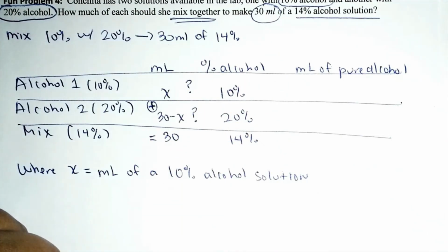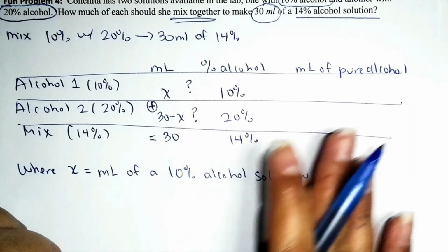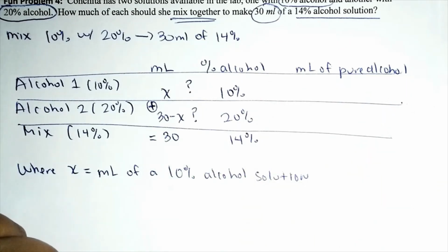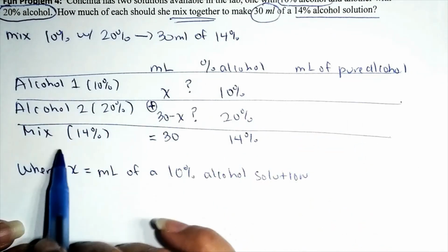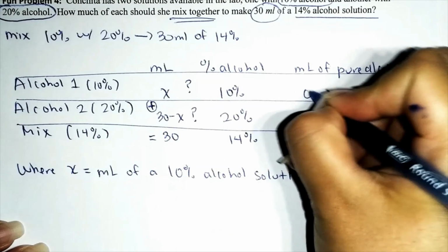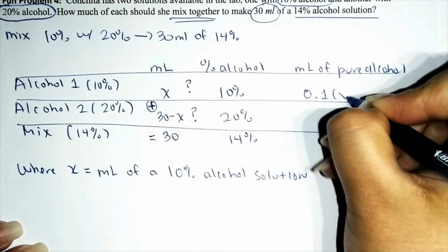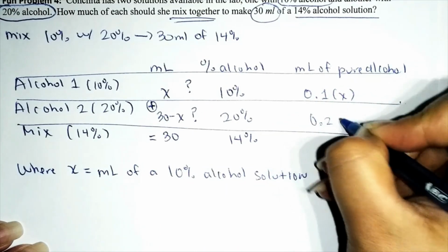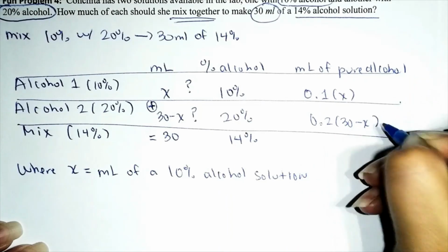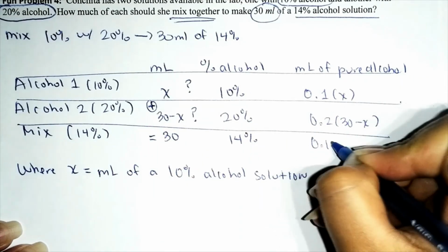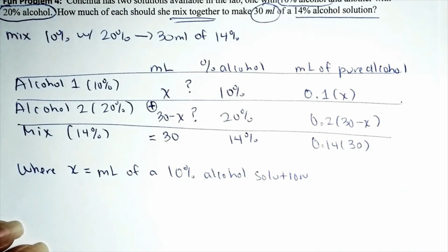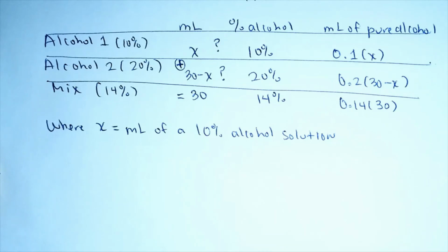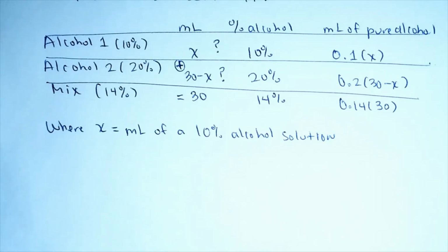All right, moving forward. Let's go ahead and complete the rest of the table. What we're missing are expressions for how much pure alcohol we have in each item. The first one is 10% alcohol. The next one is 20% alcohol. And the next one is 14% alcohol. All right, give me a moment. So the table is completed.